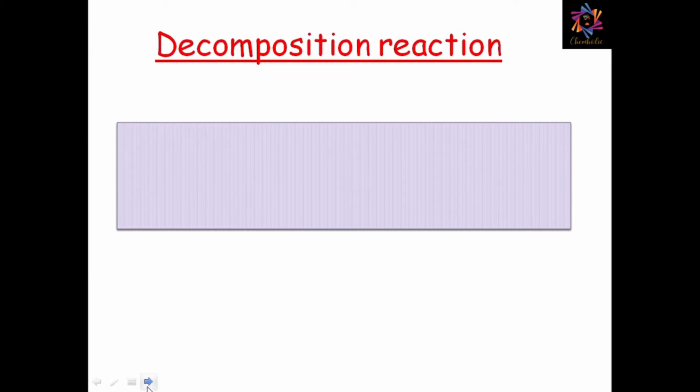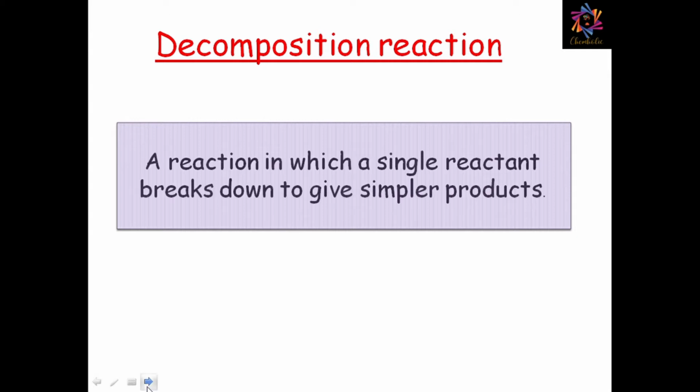Now let's start with its definition to understand its meaning. It's a reaction in which a single reactant breaks down to give simpler products. So a single reactant breaks down into two or more products. As its name suggests, decomposition, that is, the reactant gets decomposed into two or more products.